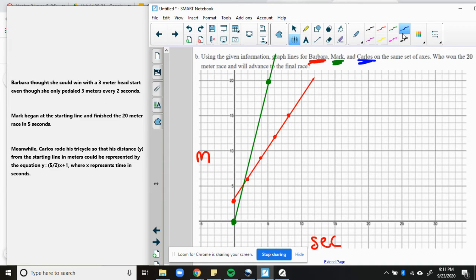All right, last up is Carlos. We're actually given Carlos's equation. So we know that the +1 in any equation is our starting point, which means on our y-axis. So a point at the +1. 5/2 is our rise over run. So that means I am rising 5, 1, 2, 3, 4, 5, every 2 seconds.